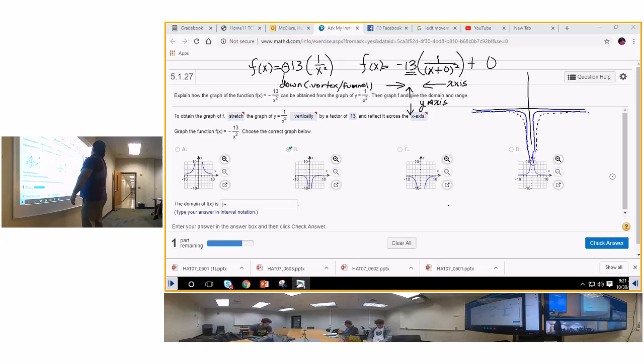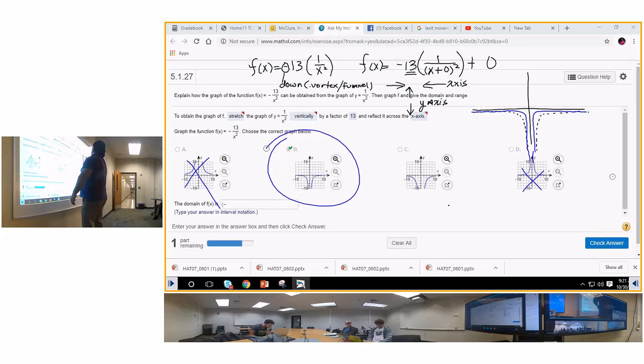So we know it's not D, because that's a volcano. That's positive. We know it's not A, so that means it's either B or C. Now, why is it not C? Because that's mostly like the parent graph. See, it's kind of out there. And this one is more compressed. So that is your answer as far as the graph.